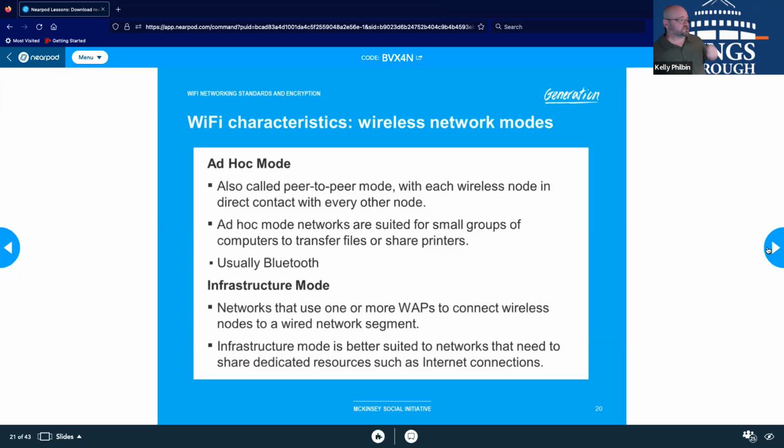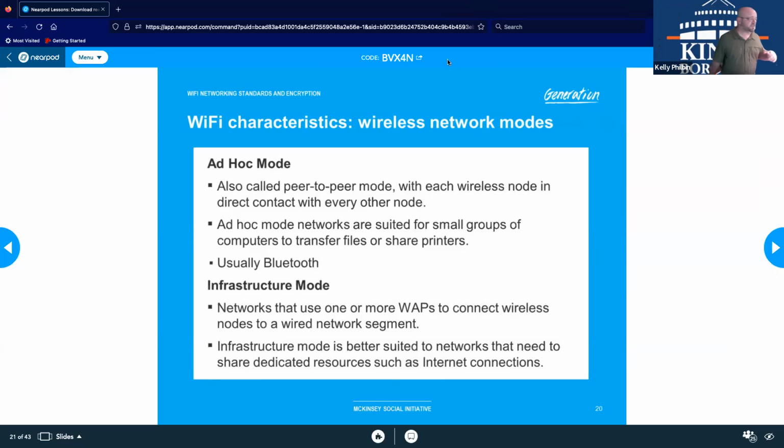All right, infrastructure mode. This is where you're using one or more WAP. What does WAP stand for? Wireless access point. Thank you very much. All right, wireless access point. So if you're using one or more WAP and you want to create a wired network segment, infrastructure works better for this. So you can use dedicated resources such as your internet connection, stuff like that.